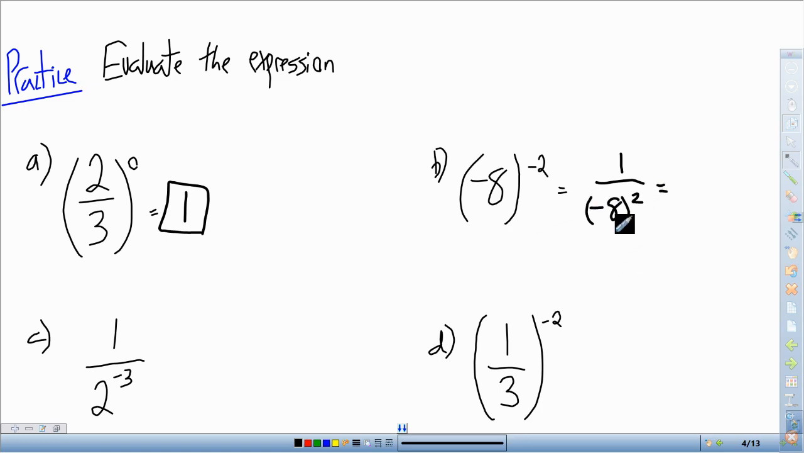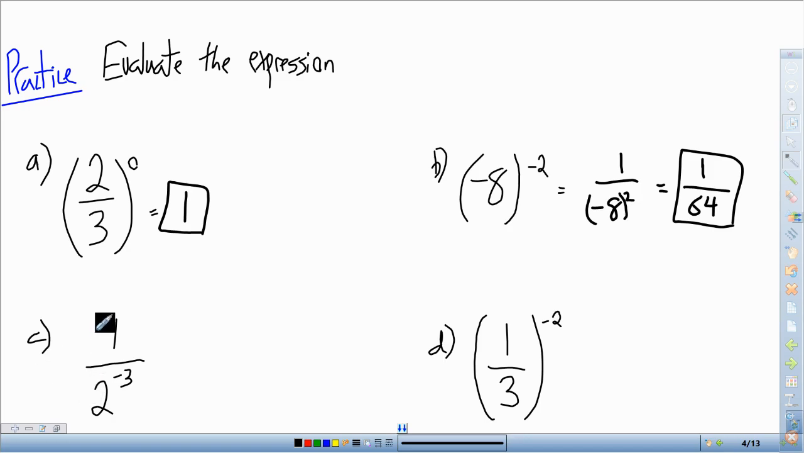On this problem, we can go one more step, right? So let's go ahead and square that negative 8. Negative 8 times negative 8 gives me a positive 64. I just want to point out again, if we did not put the parentheses around this and you typed just negative 8 to the power of 2 in your calculator, you're not going to get 64. You're going to get negative 64. That's why the parentheses were important.